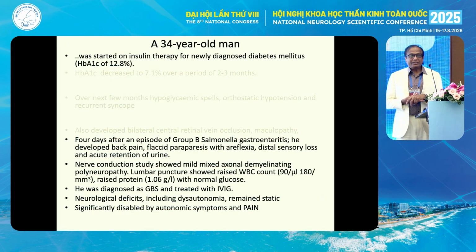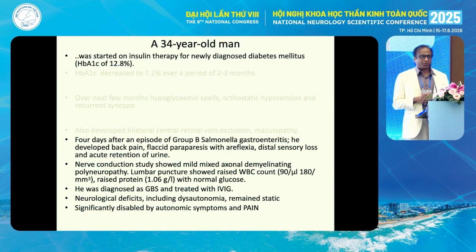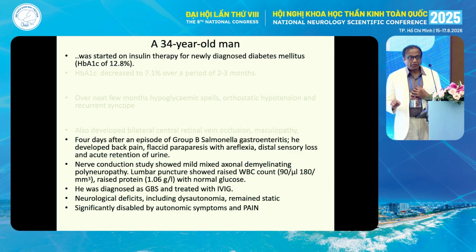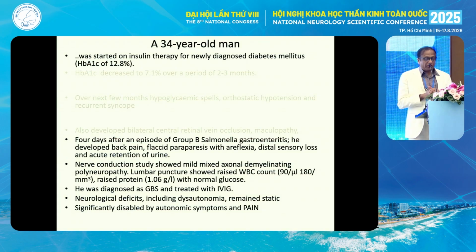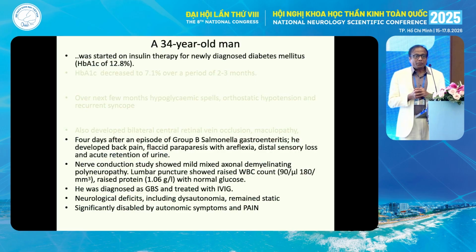Another interesting patient that I initially thought had Guillain-Barré syndrome. Very interesting story. He was a diabetic man, a young man. He came to us after a diarrheal infection. After developing the diarrheal infection, he developed ascending weakness and sensory loss, and he also had a lot of autonomic dysfunction.